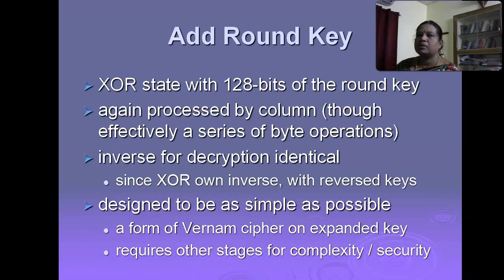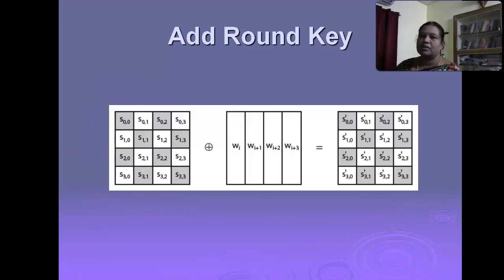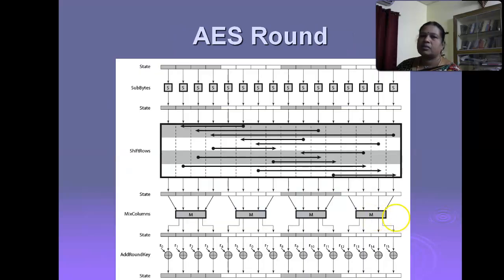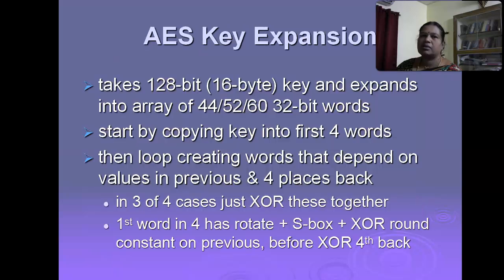And add round key. XOR state with 128 bits of the round key, again processed by column, though effectively a series of byte operations. The inverse for decryption is identical, since XOR is its own inverse, with reversed keys. So it is designed to be as simple as possible, similar to a Vernam cipher, but it maintains complexity and security. And again, this is an example of add round key. And these are the steps that we go through in an AES round.